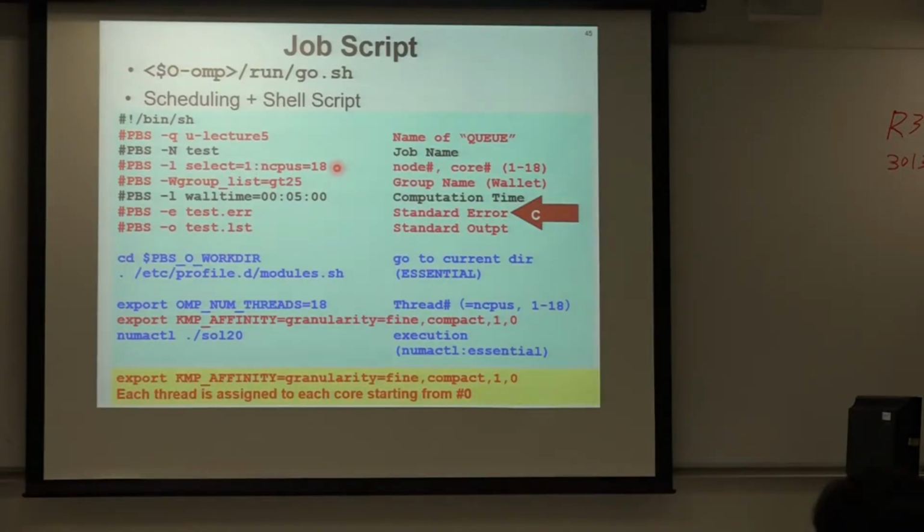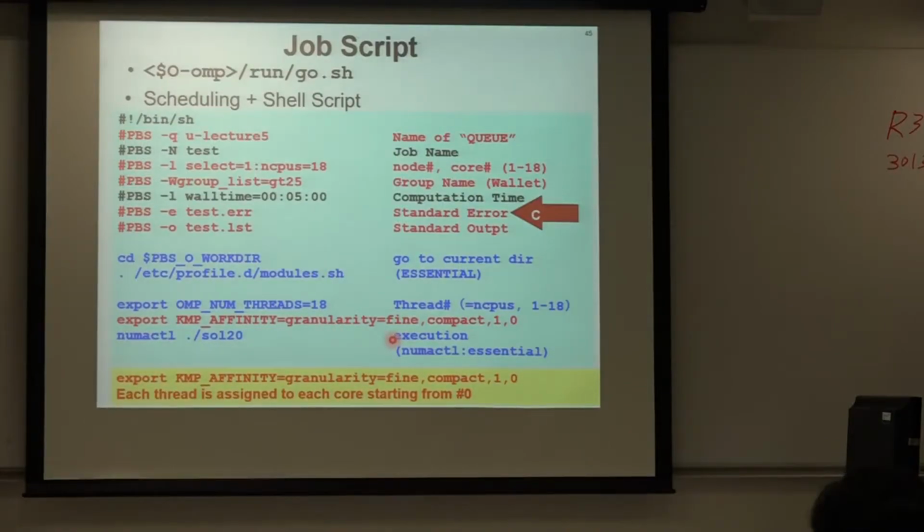So this 18 and this 18. These two numbers must be identical. So that's a requirement. And also we have some statement here, export KMP affinity equal granularity equal fine or something.